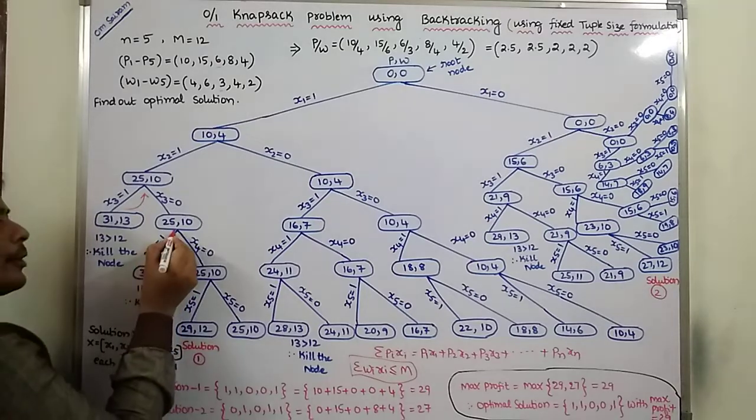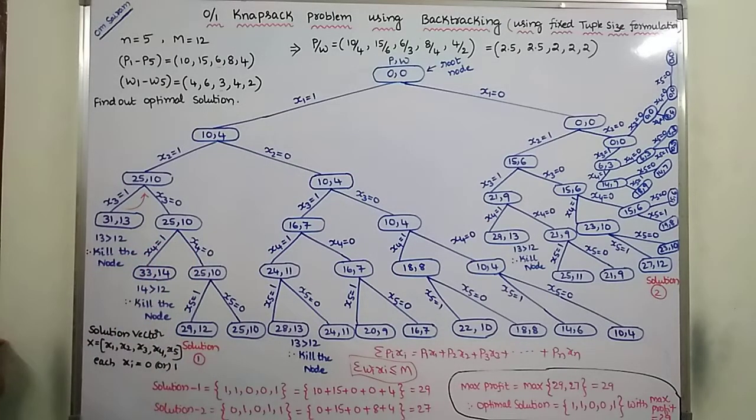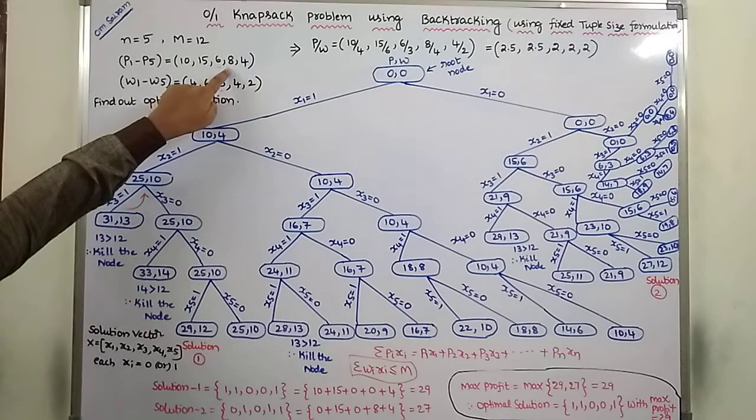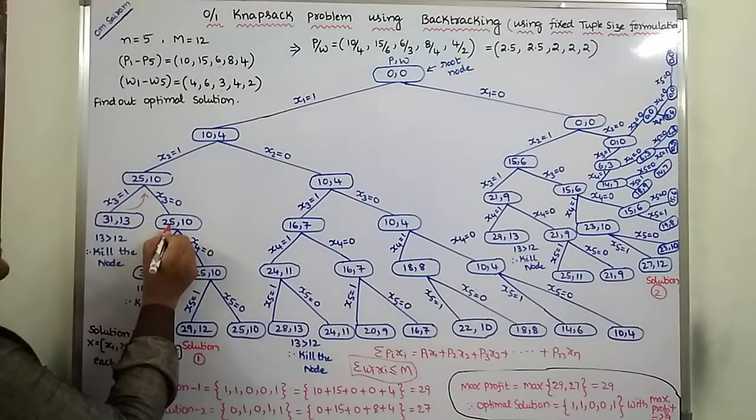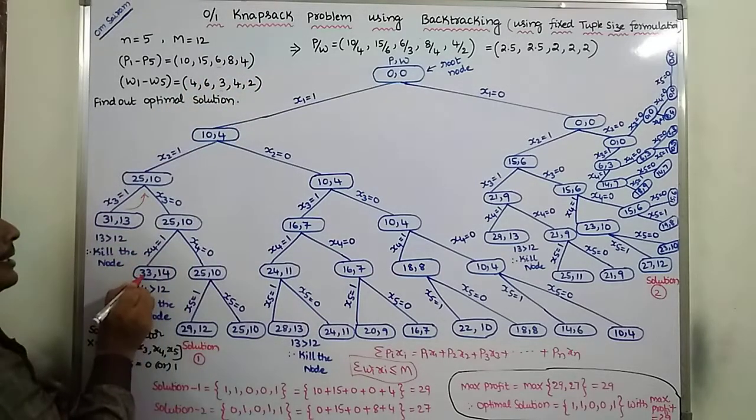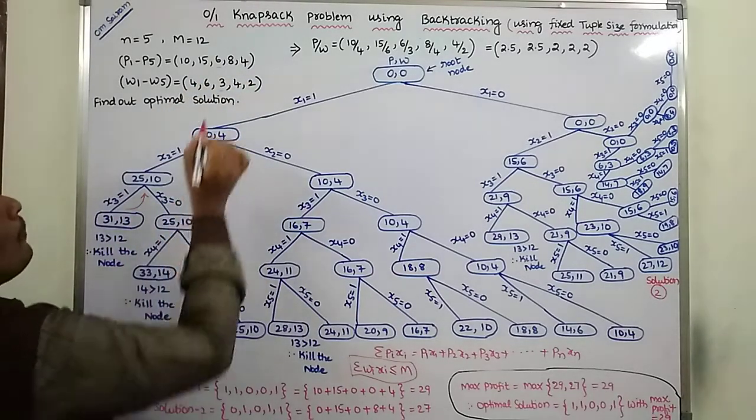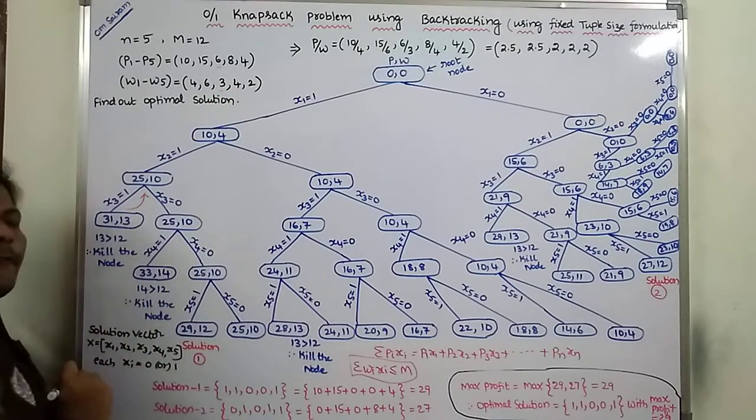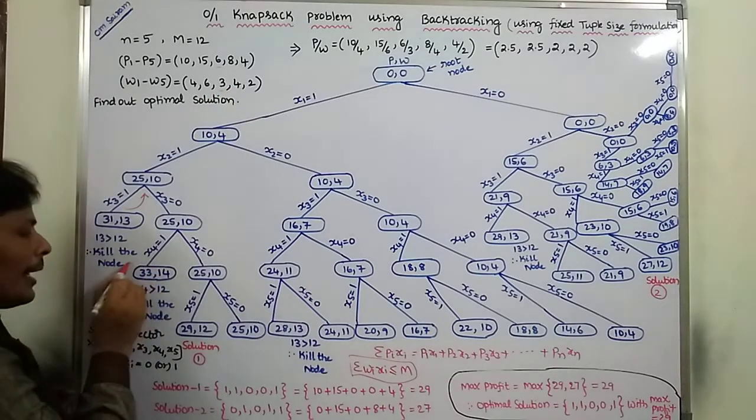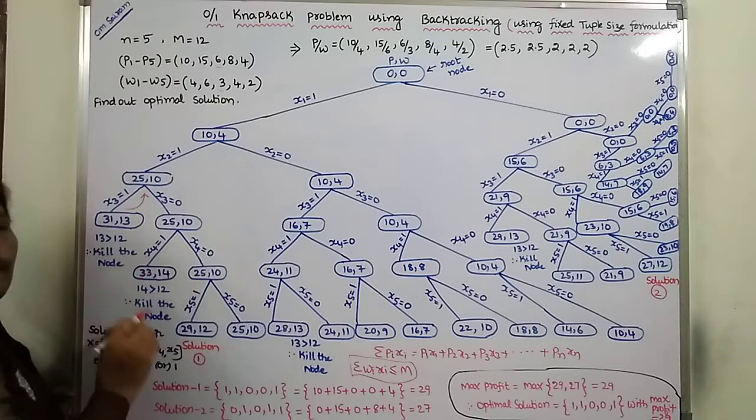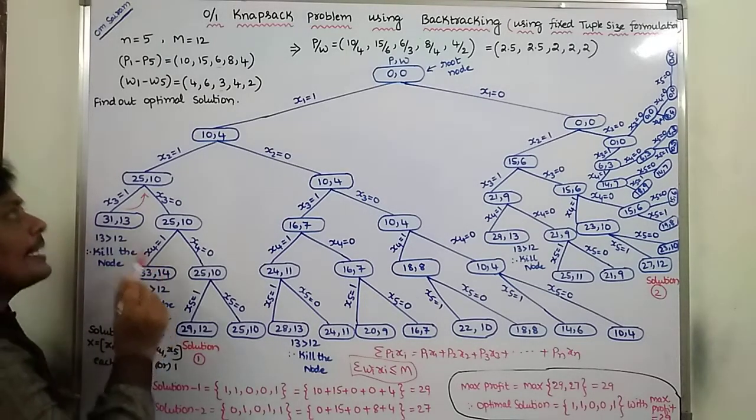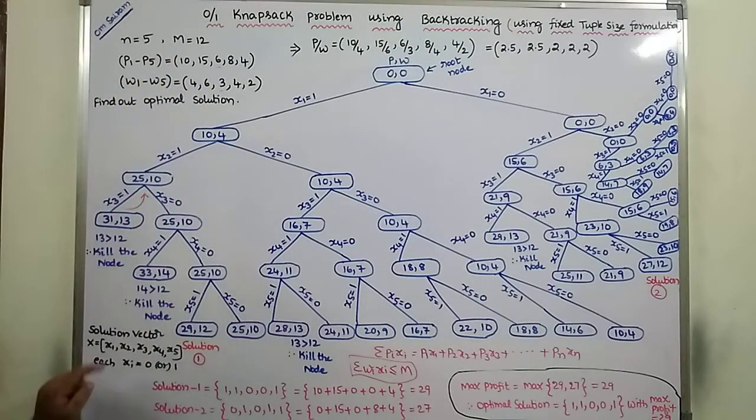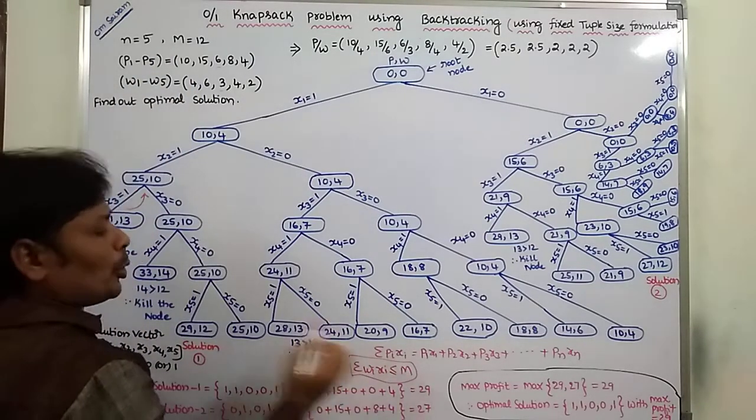Now we go for the fourth object. So now the fourth object is considered. Fourth object profit is 8 and weight is 4. So 25 plus 8 is 33, and 10 plus 4 is 14. Here also the sum of the weights of the objects that we have considered is greater than the capacity of the knapsack. It violates this property.